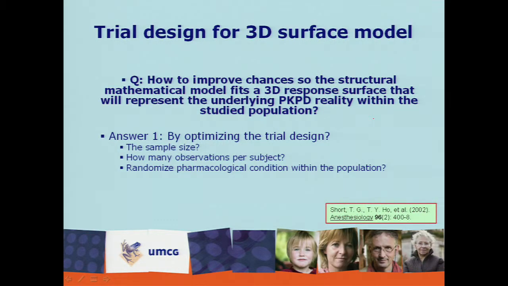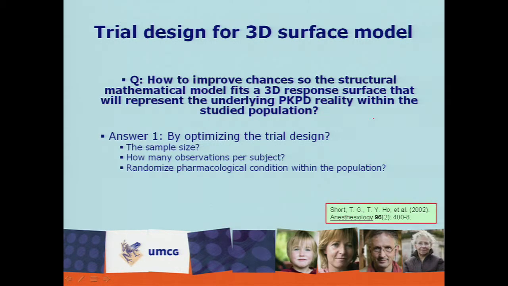Now, question, how to improve the changes? So the structural mathematical model fits that 3D response surface in such a way that it will represent the underlying pharmacokinetic dynamic reality within that studied population. Therefore, we need that mathematical model, and that's in fact the title of my talk.